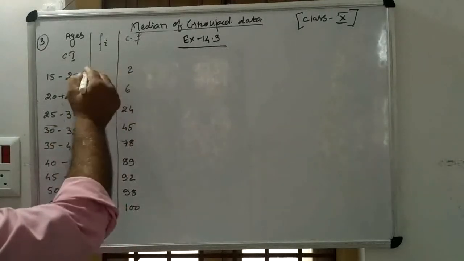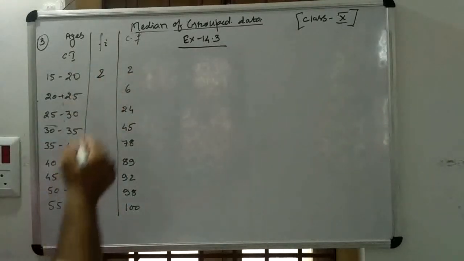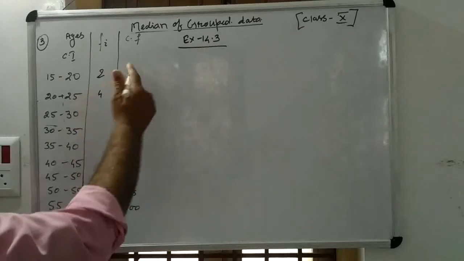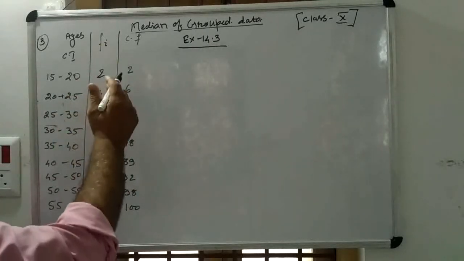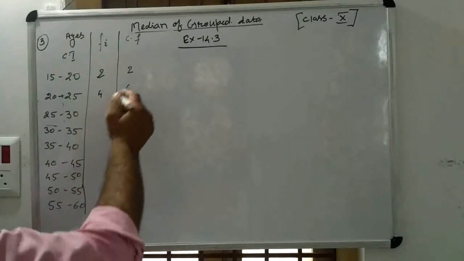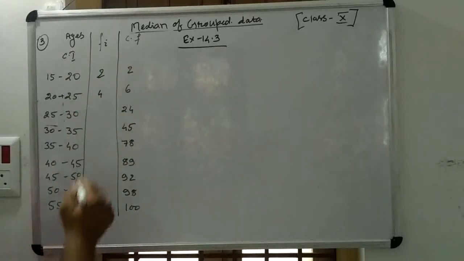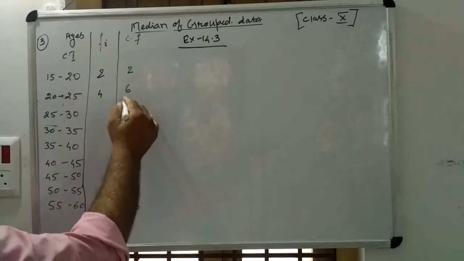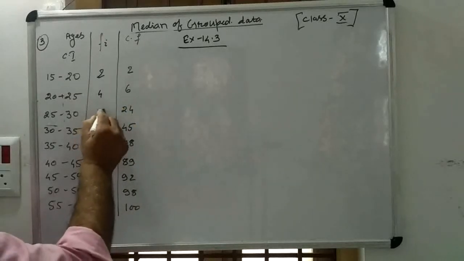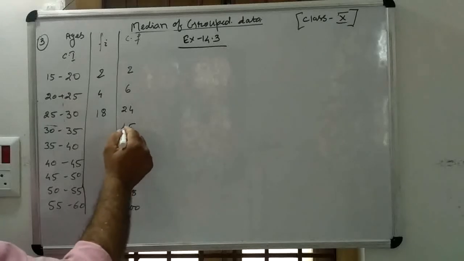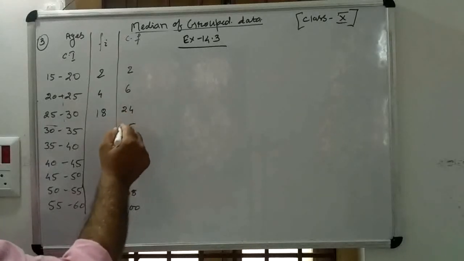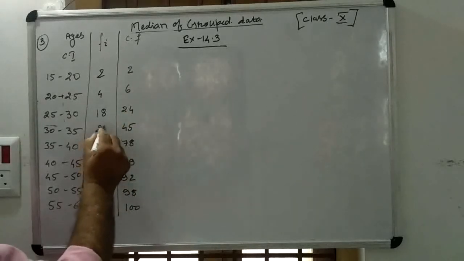First you write the first cumulative frequency, that is 2. And now subtract the preceding frequency from the succeeding frequency. So it is 6, and thereafter 18. Thereafter it will be 21.